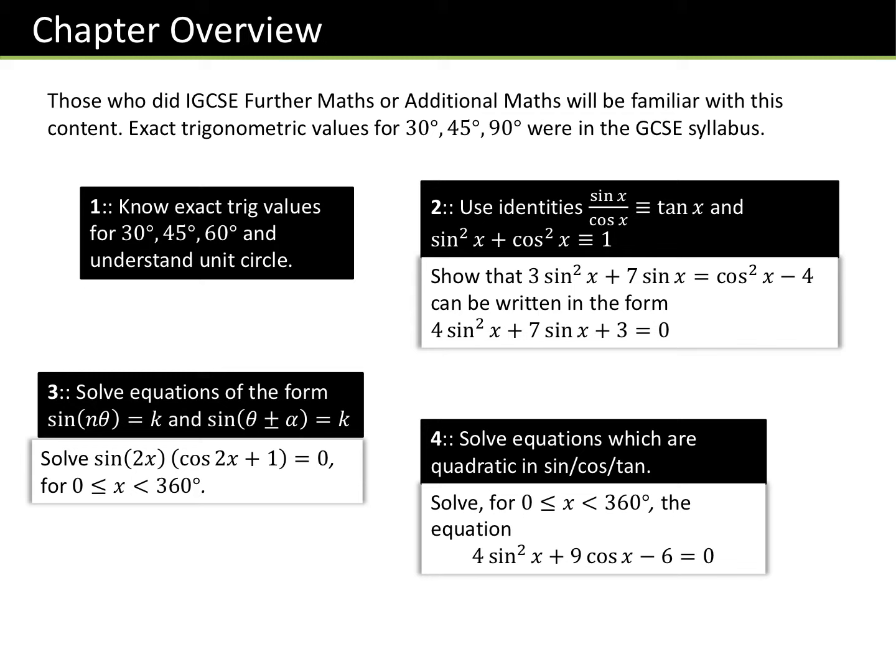So in this chapter, we're going to be looking at exact trig values and the unit circle and introducing the CAST diagram. We're going to be using identities, sine over cos equals tan, sine squared plus cos squared equals 1. We're going to be solving trig equations, and we're also going to be solving them in quadratic form. So it's really exciting.